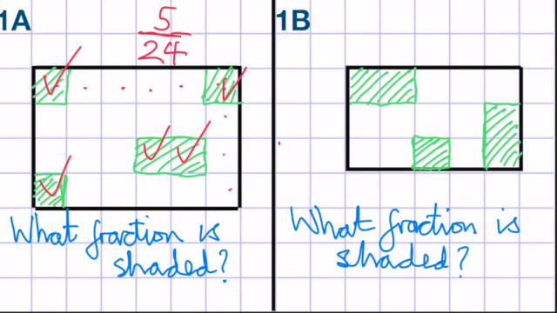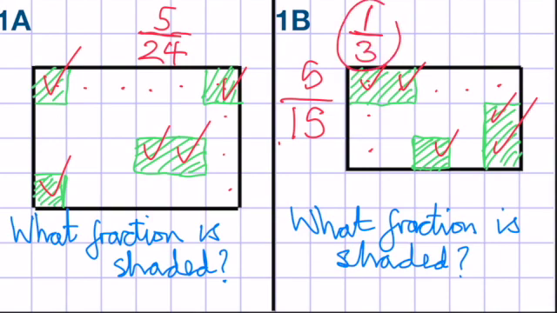Let's look at 1B. There is 1, 2, 3 rows and 1, 2, 3, 4, 5 in a row. So it's 3 times 5, which is 15. And there are 1, 2, 3, 4, 5 shaded. So 5 15ths can be simplified further because we can divide 5 and 15 both by 5. Their highest common factor is 5. 5 divided by 5 is 1. 15 divided by 5 is 3. So in its simplest form, it's 1/3, but if you got 5 15ths, well done.